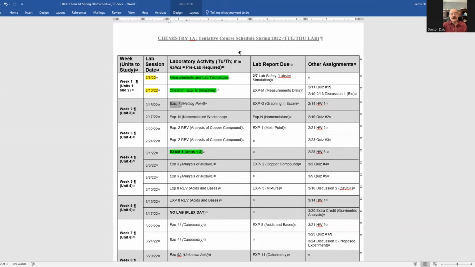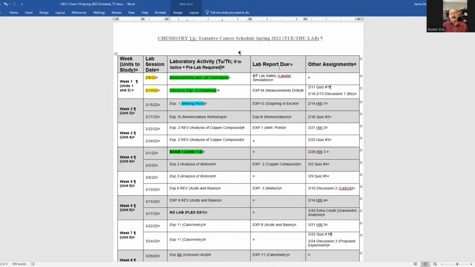Some of these things are in italics. Have you noticed that? Some of these are in italics. Some of them are not. Well, what that means is those that are in italics, the procedures are written in paragraph form. Difficult to follow. So what I'm asking is that you convert that into an outline form. And that is what we call the pre-lab. I'll talk more about it in our in-person sessions.